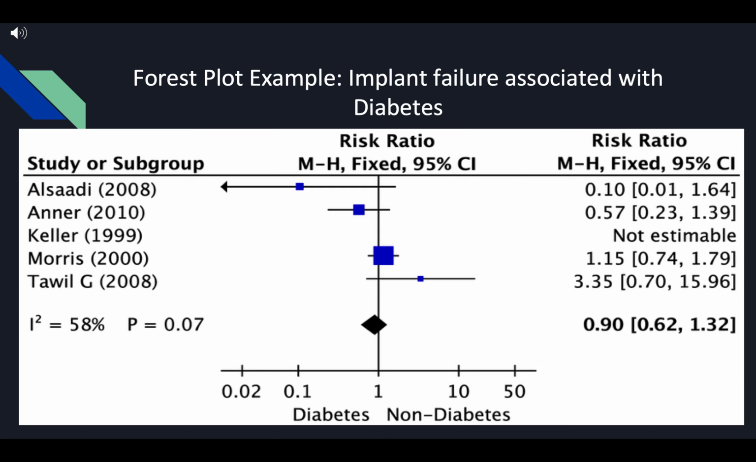And if you look towards the middle underneath risk ratio, we can see that we're working with a 95% confidence interval. And 2 of the studies, El Sahadi and Honor, favor diabetes, whereas the bottom 2 studies, for Morris and Tawil, favor non-diabetes. And you can see that the Morris study has the greatest weight of all these studies. And thus, when we combine all these results, we see that the overall estimate comes to a significance value of 0.07, meaning that their study for implant failure associated with diabetes was non-significant.